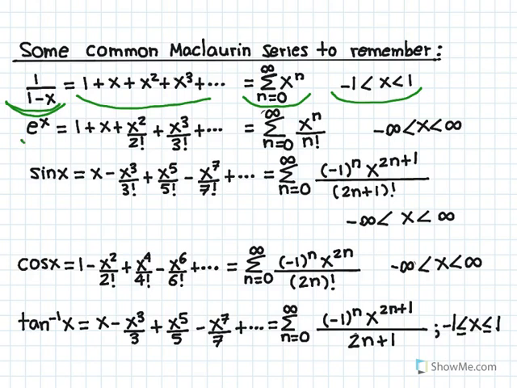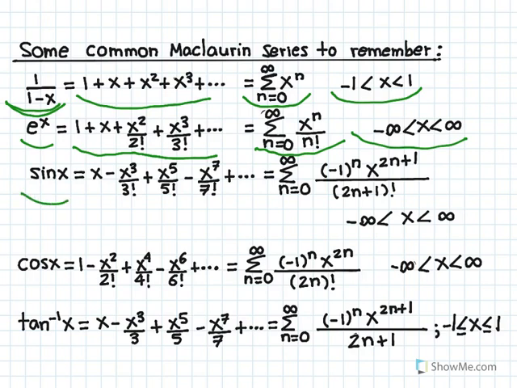And e to the x is equal to 1 plus x plus x squared divided by 2 factorial plus x cubed divided by 3 factorial. In compact notation, we can write it as summation n equals 0 to infinity, x to the power of n divided by n factorial. And the interval of convergence is all values of x greater than minus infinity and less than infinity.